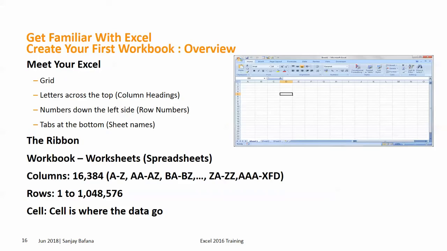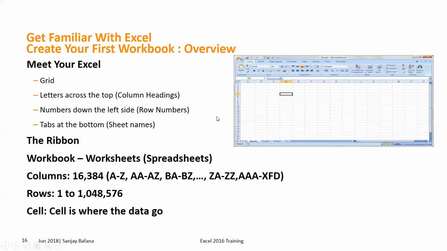Quick recap of what we saw last time in Module 1. In your Excel file, the area where you type is called a cell, and the area with the cells is called the grid. The letters across the top are the column headings. Numbers down the left side are the row numbers.